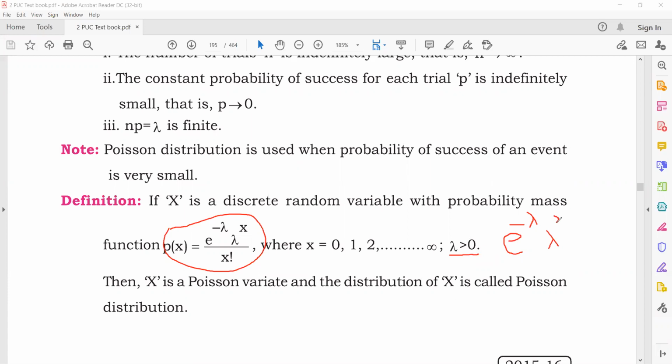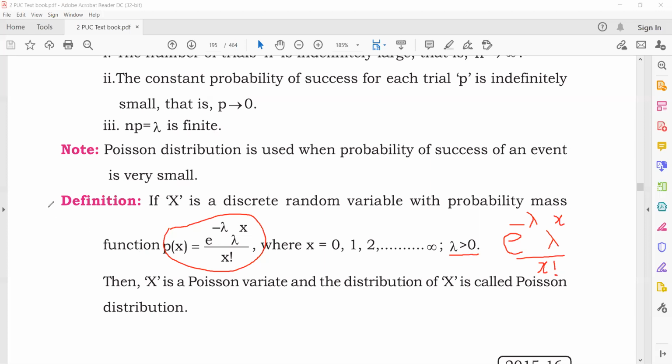Now in your case, e power minus lambda, you can generate it from the scientific calculator. If you don't have a scientific calculator, then you have to use the tables in order to obtain e power minus lambda, or in practical cases in the questions, e power minus lambda may be given in the question itself for a particular lambda. Okay, so we'll look into those cases in the practical classes.